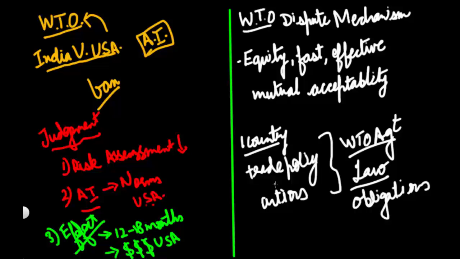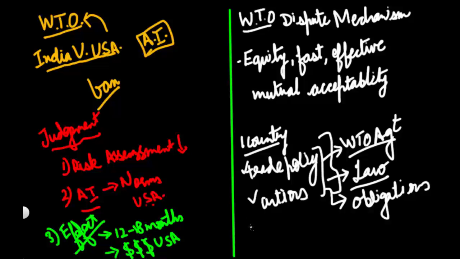So to put it simply, a dispute arises between two countries, as per the WTO definition, when one of the countries breaches, whose trade policy or actions are not in consonance with the WTO agreements or the WTO laws or the obligations mutually accepted by the parties. So that is when the cause of action arises.